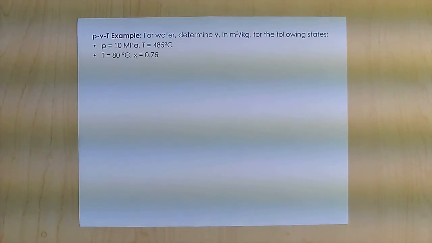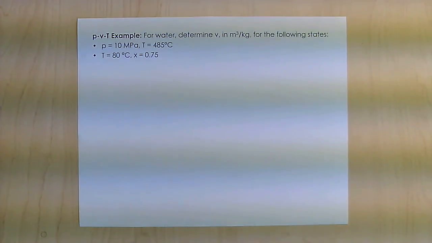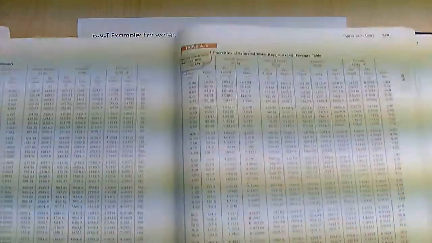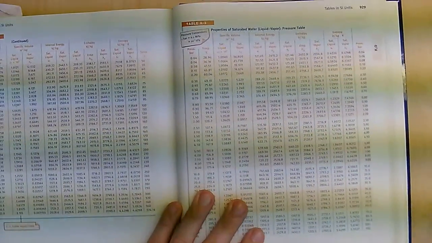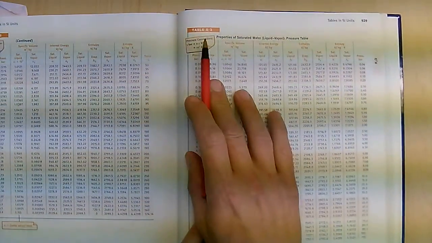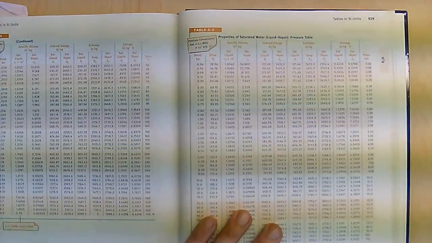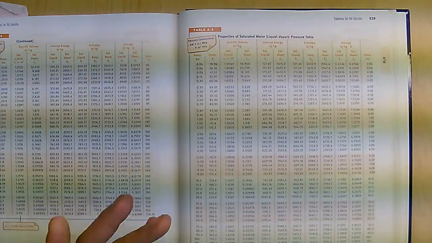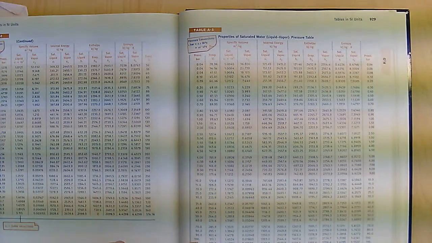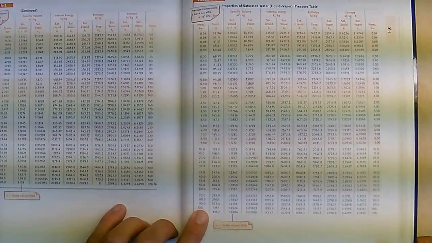So I go into my table. The table I like to start with is my saturation table for pressure, which is table A3 in the book. Make sure we're in the metric because that's what our units are in for this. Okay, so I'm at 10 megapascals, which is actually 100 bar, which is way down here.